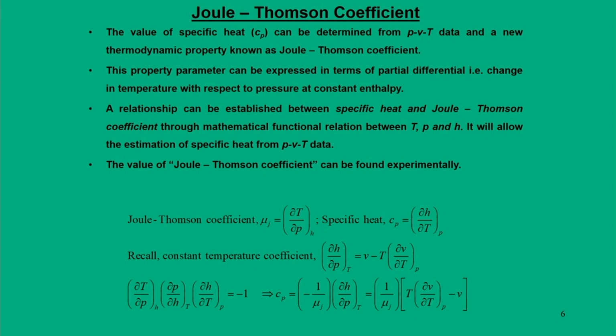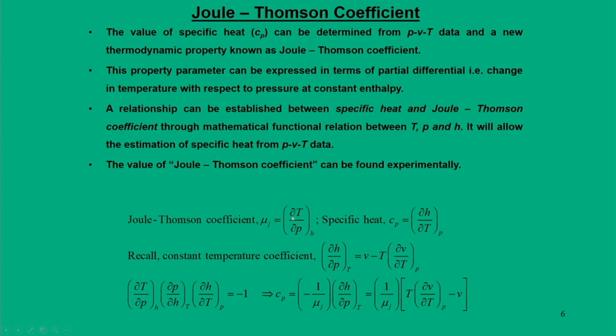Now, let us see thermodynamically how this parameter comes about. One way of looking at this, we define a parameter, the Joule-Thomson coefficient mu j, as the change in the temperature with respect to pressure at constant enthalpy. So, the Joule-Thomson coefficient is defined as the change in the temperature with respect to pressure at constant enthalpy.